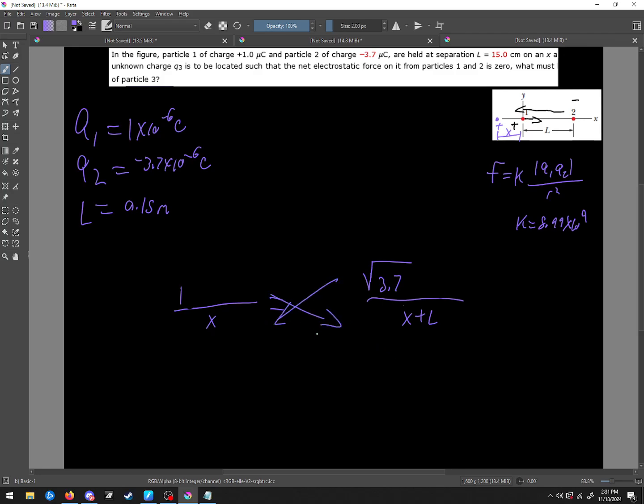Now if we do this cross multiply, we're going to have the square root of 3.7 times x equals x plus L. So now, let's see. We could divide both sides by x. Can you divide that? I don't think you can, because there's a plus sign here. So no, we can't do that. So now, how can we solve for x from here? How do we get x alone?